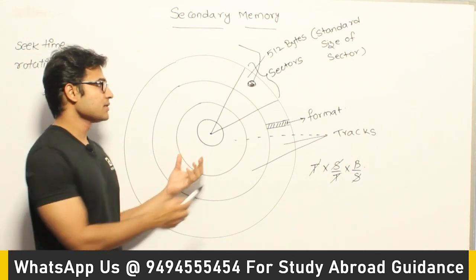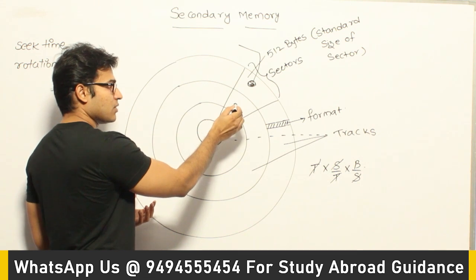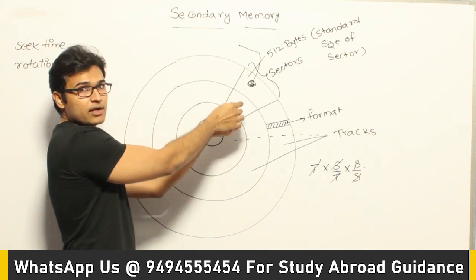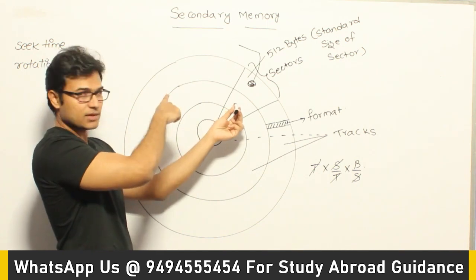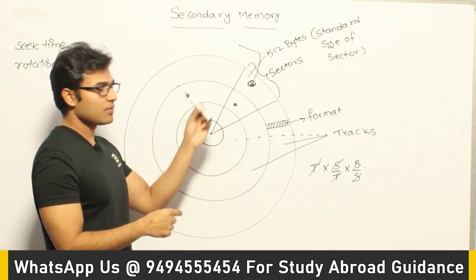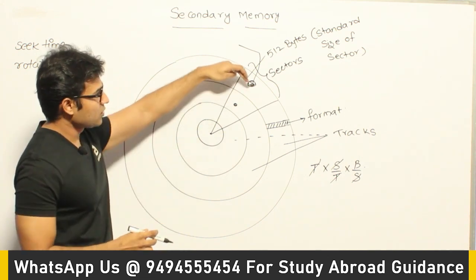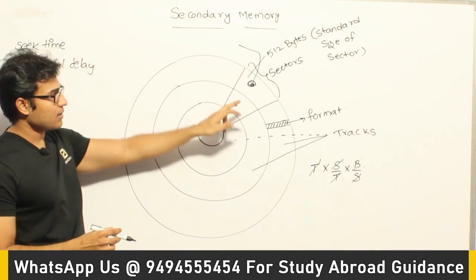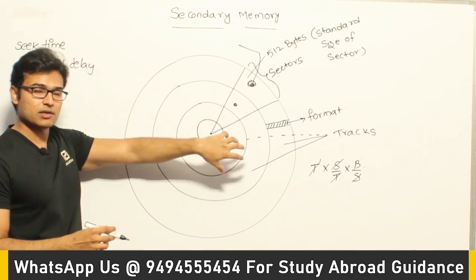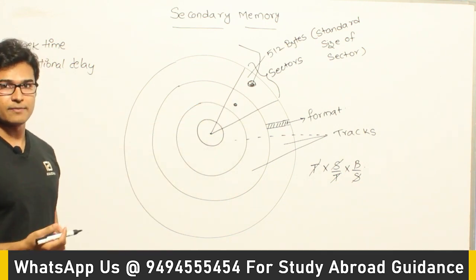How we do it is, we move the read-write head onto a particular track, and once we reach the track, we stand there and let the disk rotate. Whenever it rotates, the required sector comes under that particular read-write head. Got it? The time taken to move the read-write head from one track to another track is seek time, and the time taken to wait for the required sector to come under the read-write head is rotational delay.